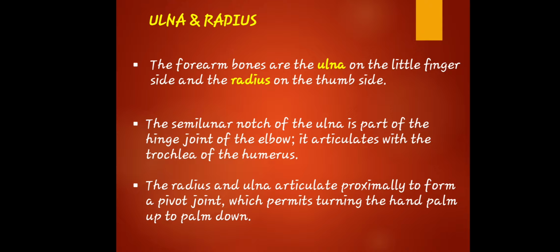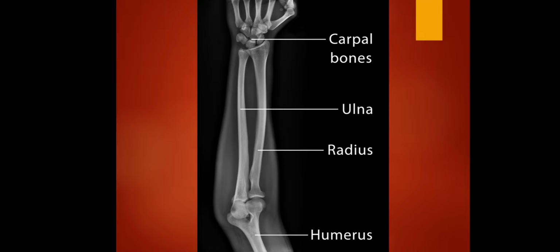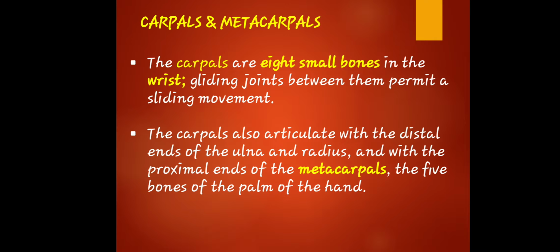Okay? So that is ulna and radius. So this one, as you can see, that's why we can twist our arm, because of these two types of bone, ulna and radius. Next, we have carpals and metacarpals.